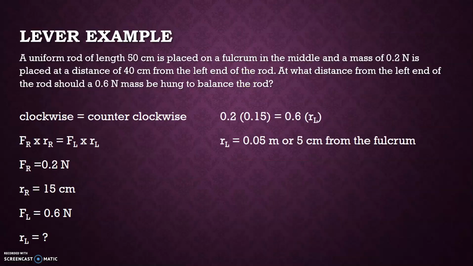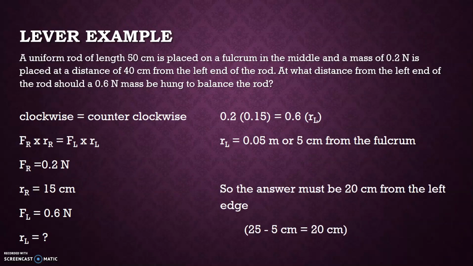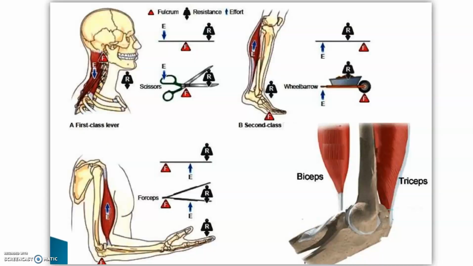So again, we're now trying to find the radius of the left side. So we plug in our equation: 0.2 times 0.15 is equal to 0.6 times the radius of the left side. We plug that in, and we get 5 centimeters from the fulcrum. Now that's not my answer, because we're looking for the distance from the left end. So the answer must be 20 centimeters from the left edge, again 25 minus the 5 centimeters. This is important to draw out. If you're still struggling with this, pause the video, draw it out and put the numbers next to it, and it will make a lot more sense.